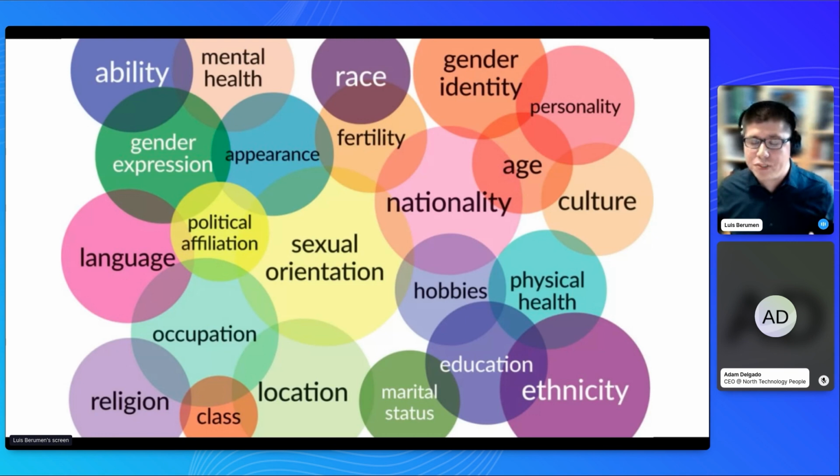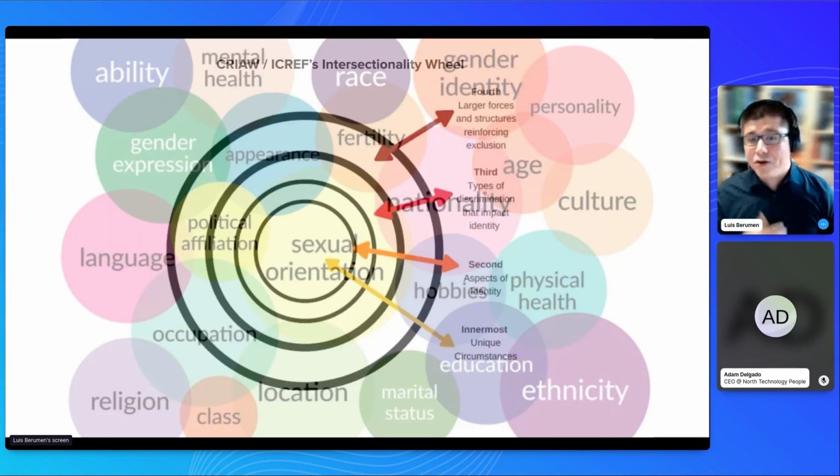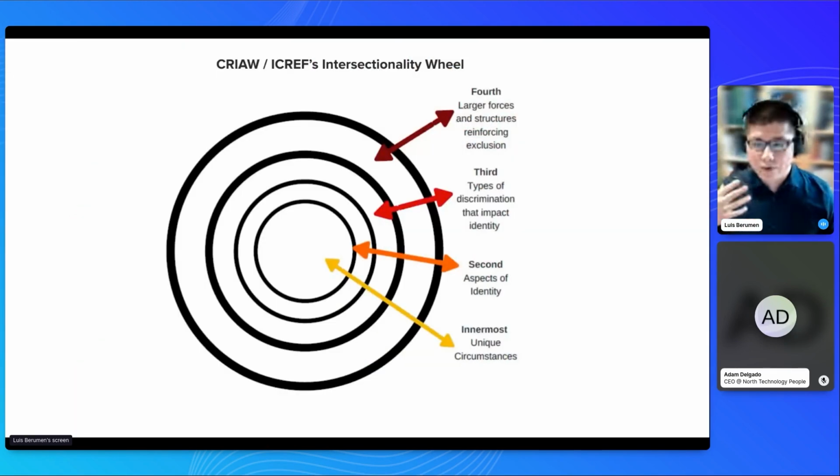Potentially we are going to be assuming that just because one user and another user share one common trait, they are living equal situations, right? So, for example, we talked about location in the previous example. So, my recommendation is, if we need to recruit users, let's start thinking about intersectionality in terms of an intersectionality wheel. As a team, what you can do is trace four circles, and in your fourth circle, you can start writing down potential structures that reinforce exclusion in your users.